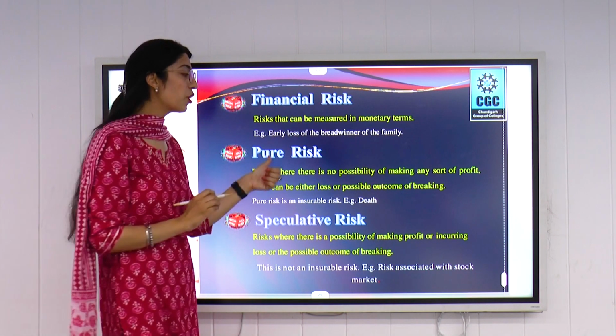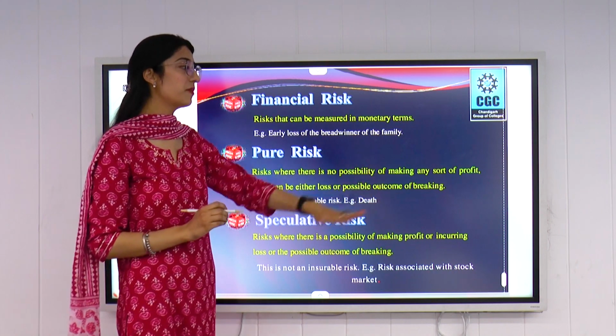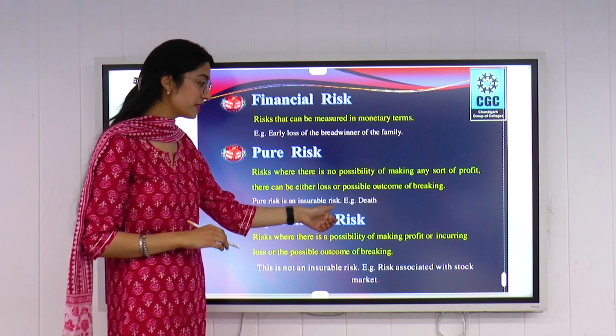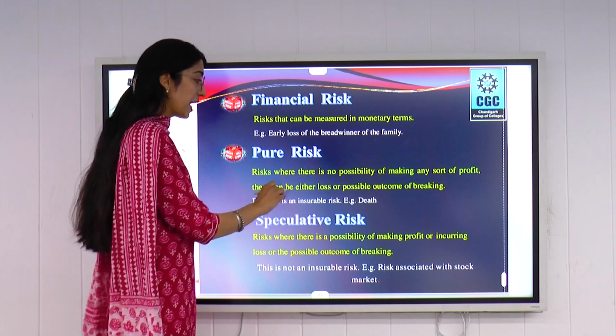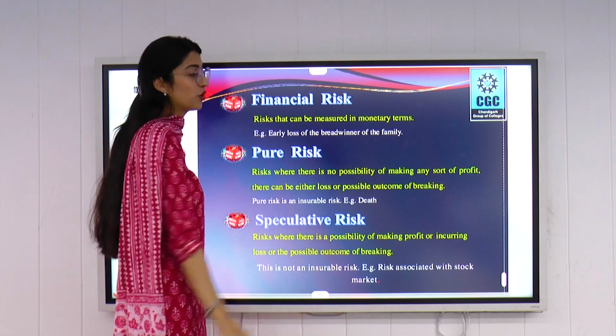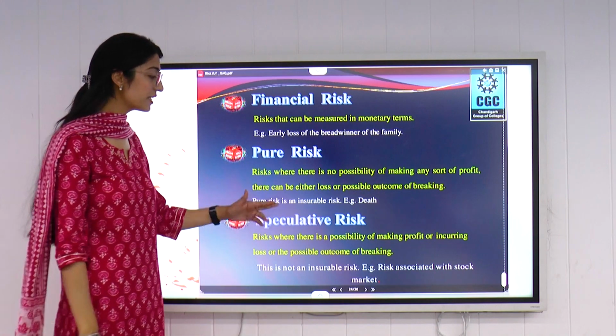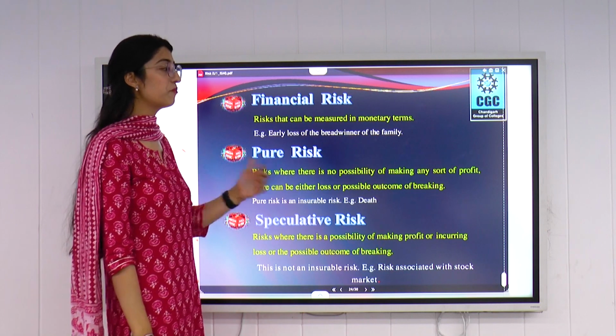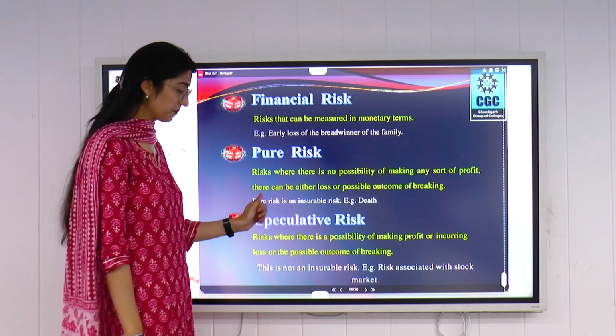Next is pure risk. Pure risk is where there is no possibility of making any sort of profit. So pure risk is an insurable risk, for example death. There can be either loss or no loss as the possible outcome. Next one is your speculative risk. In the case of pure risk, there are no chances of making any profit.